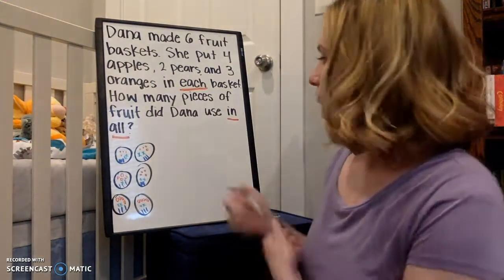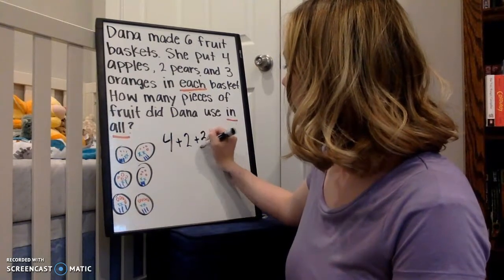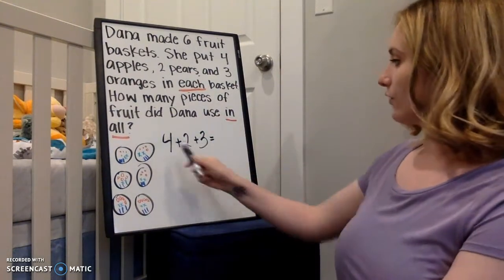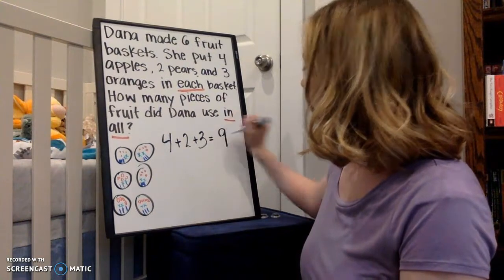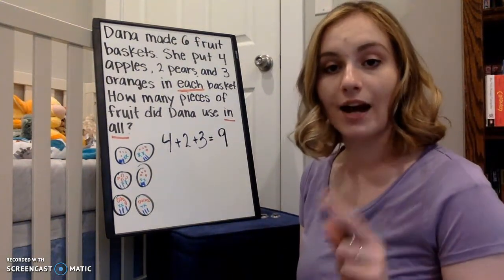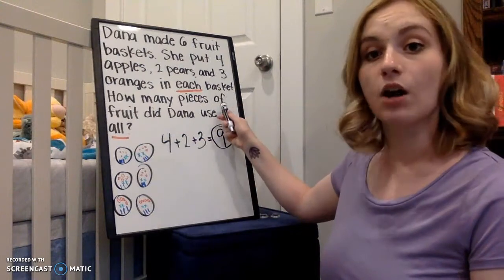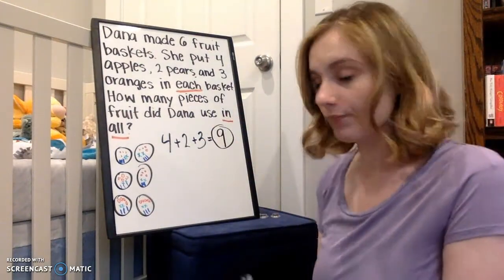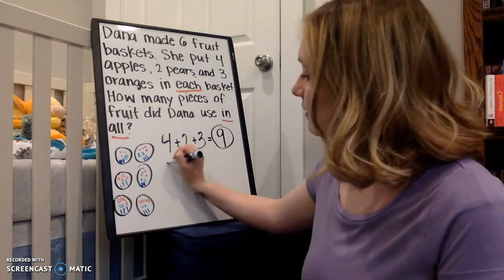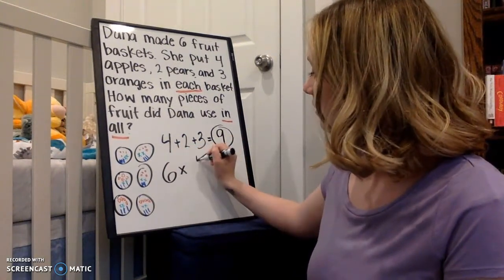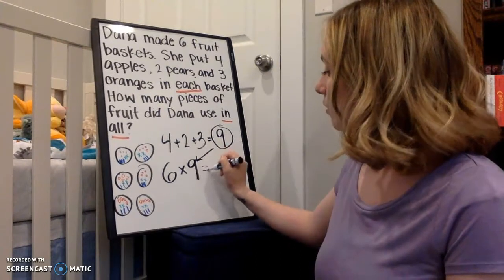So I'm going to do that. So my first step, add four plus two plus three equals, well, that's four, five, six, seven, eight, nine. Okay. My answer to my first step is nine. Now to my second step. This is how many is in one basket, I need to know how many are in all. So, how many groups do I have? How many baskets? Six. So, I'm going to do six groups of my answer from step one. Six groups of nine pieces of fruit equals.